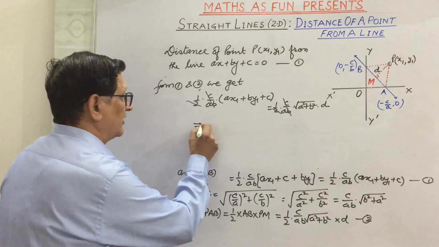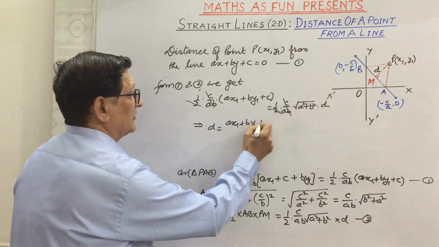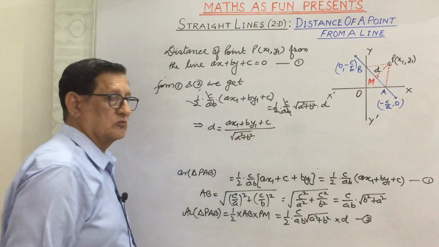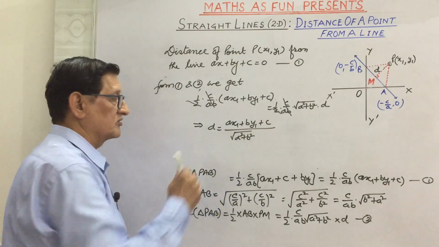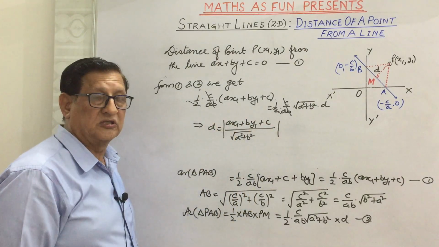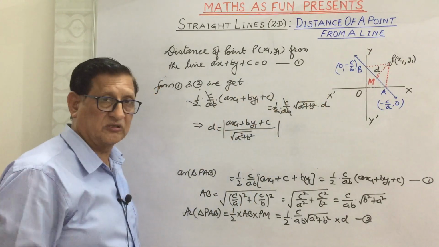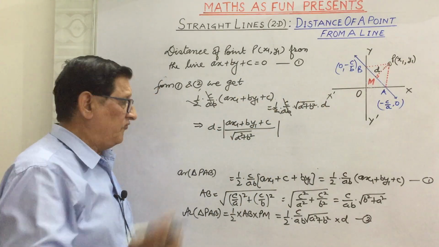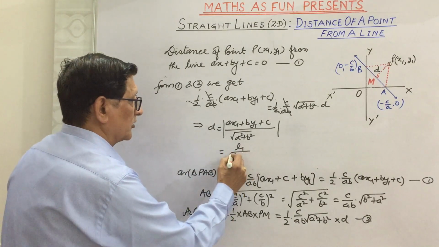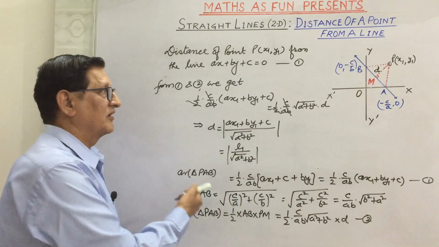From this we get the value of D as AX1 plus BY1 plus C upon root of A square plus B square. Since this is the square root of A square plus B square, we will make use of the modulus sign, since we say that the perpendicular distance is to be taken as positive. We can also remember this formula as L1 upon root of A square plus B square. What is L1?